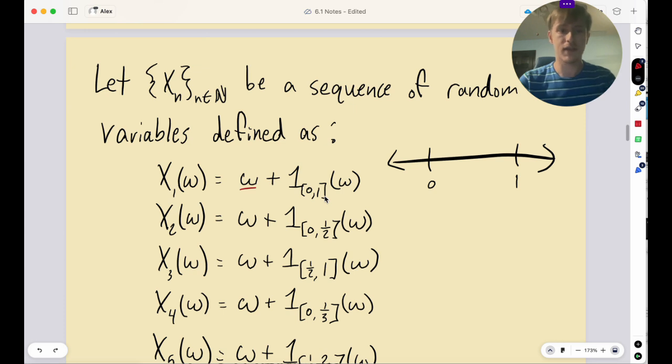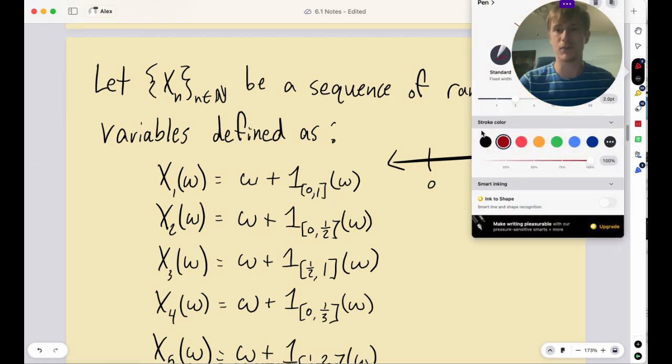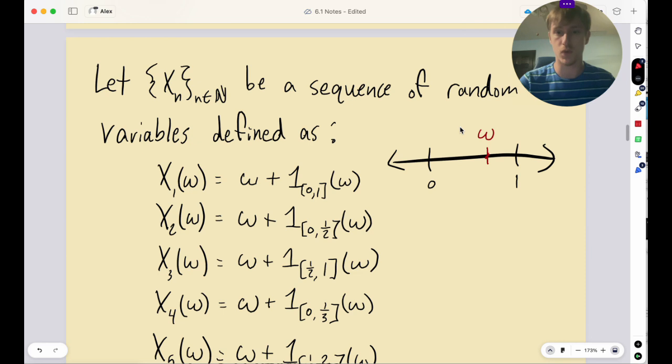Okay. Next, X2 of omega is going to be omega plus the indicator over 0 to 1/2. Okay, so if this is where my omega is, you can imagine that I'm going to chop the interval between 0 and 1 like this, and now I have 2 regions, and omega can only be in one of those regions. I guess it could technically be exactly at this point right here, and then you just get lucky, but most of the time that's not going to happen. Okay, so this is going to be the interval from 0 to 1/2, and this is going to be the interval from 1/2 to 1. This time omega is clearly only going to be in one of these, so in this case the indicator function here would be 0, and here would be 1.